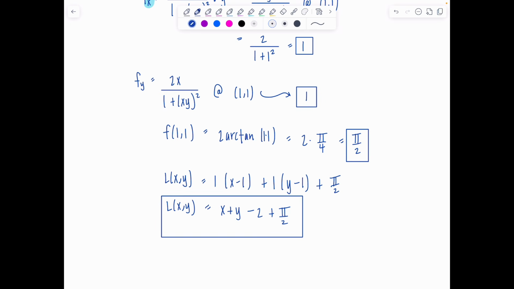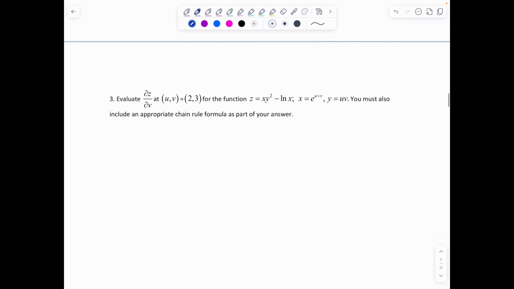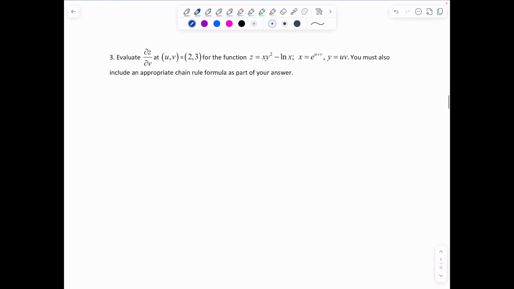Yes, indeedy. Okay, evaluate del z del v at u, v equals 2, 3 for the function z equals xy squared minus ln of x, where x equals e to the u plus v, and y equals uv. You must also include an appropriate chain rule formula as part of your answer. So I'll draw the tree diagram. That was optional, but sometimes it helps with the chain rule formula.